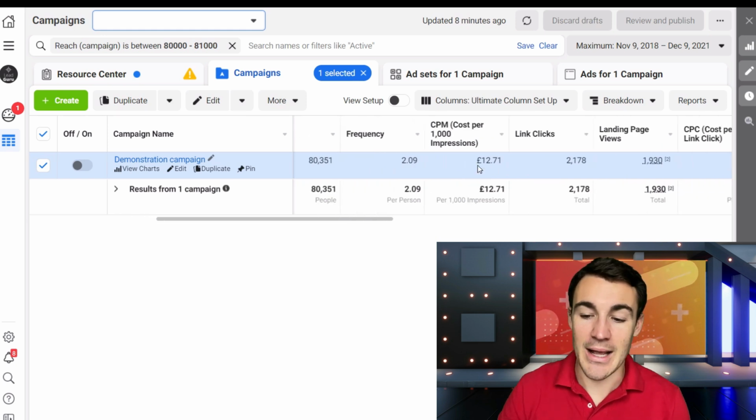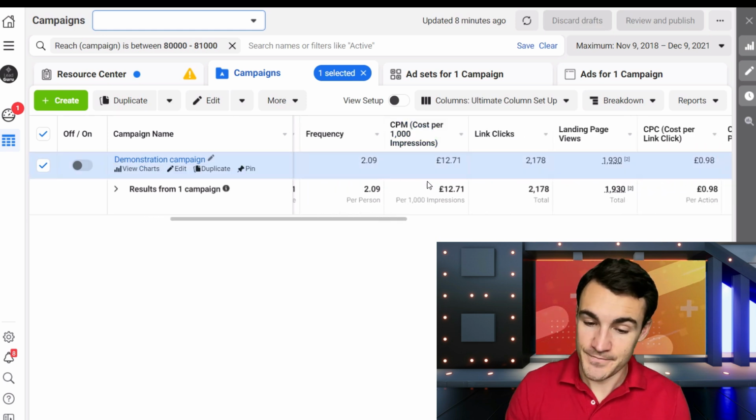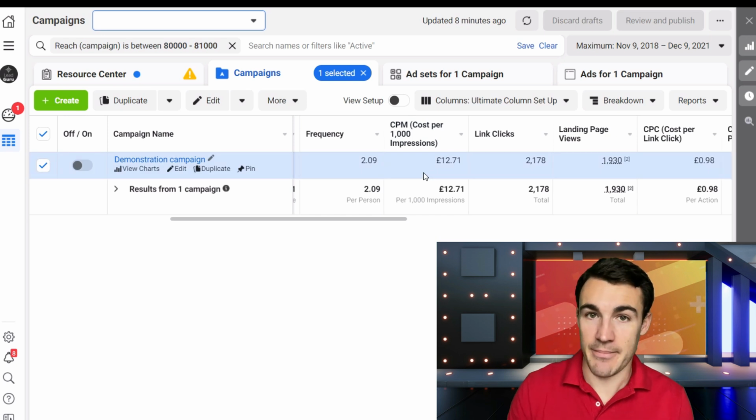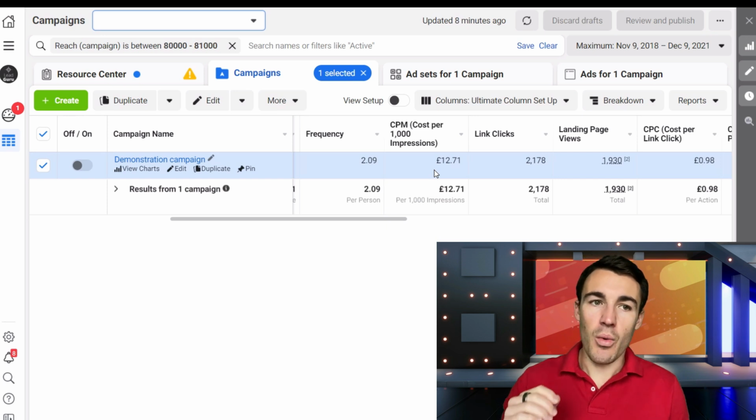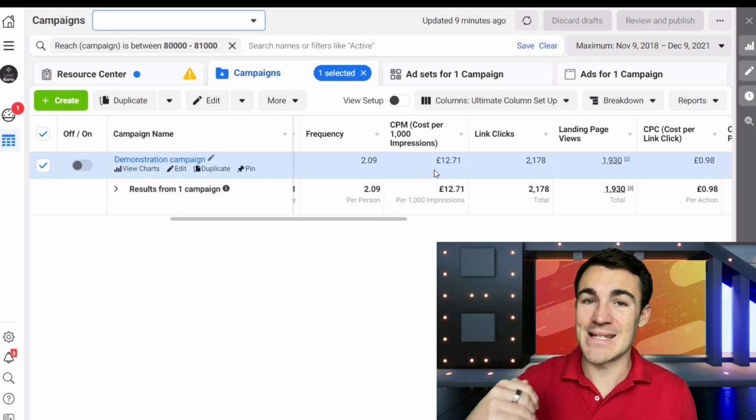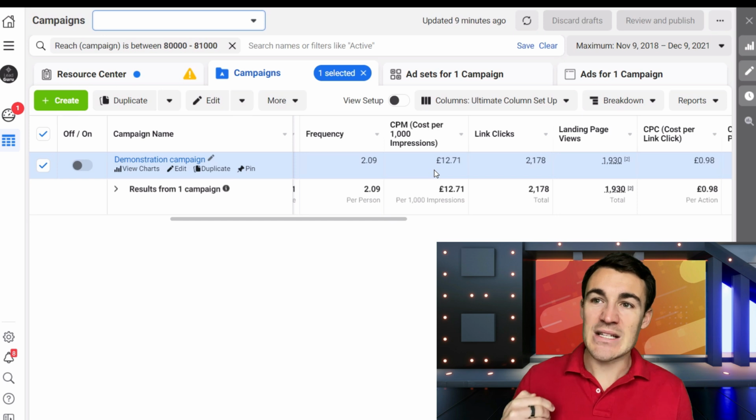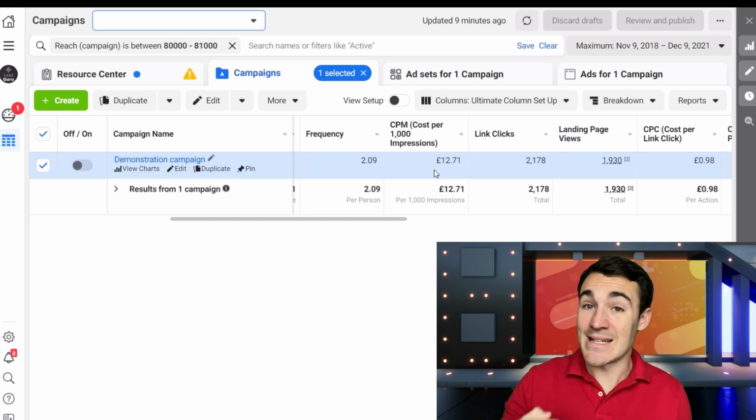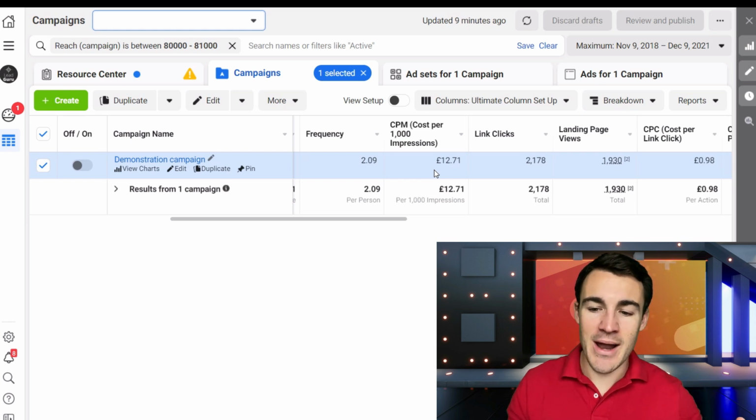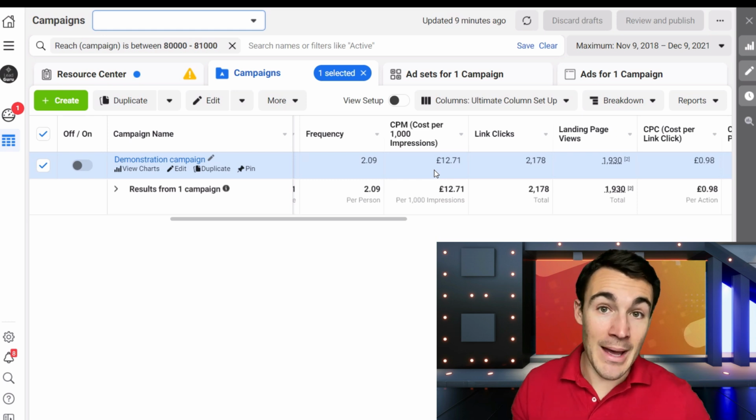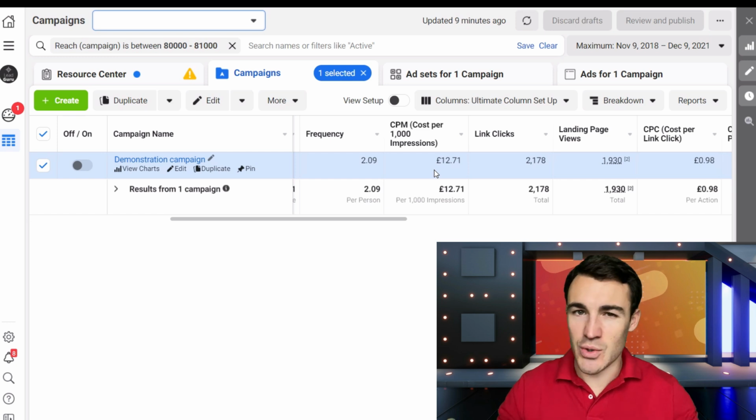Next thing we're going to go ahead and have a look at is our CPM. Okay, what is it costing you to generate 1,000 impressions? Now, I can't really give you a good versus a bad CPM number. It's massively related to where you're advertising, what you're advertising. But this is more of a metric that you track so that you can measure it against other campaigns, previous campaigns. If you're just getting started, you'll get a feel for this.